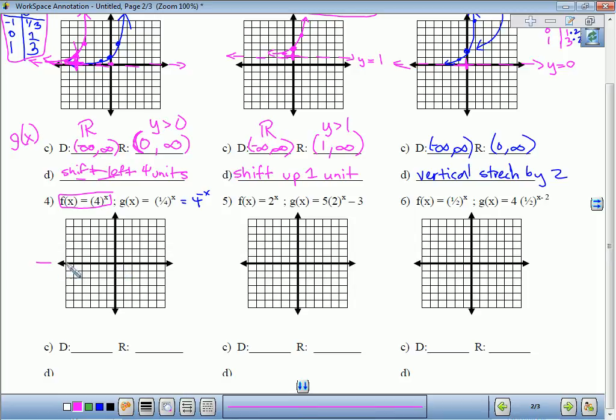There is no shifting. There's no vertical stretch or compression. There's no reflection. There's none of that. So 4 to the negative 1 is a fourth. 4 to the 0 is 1. 4 to the first is 4. That is the graph of f of x equals 4 to the x. That is a basic function.